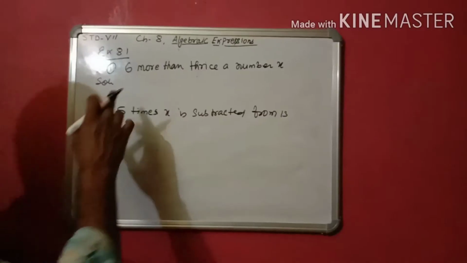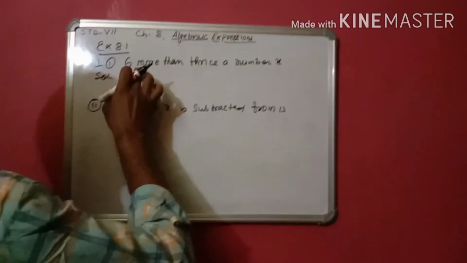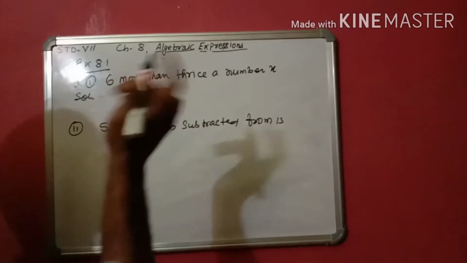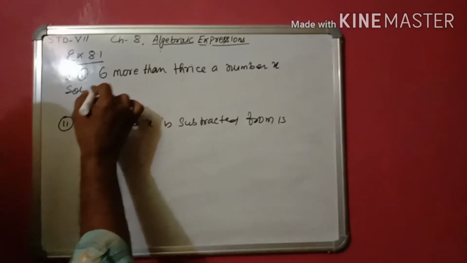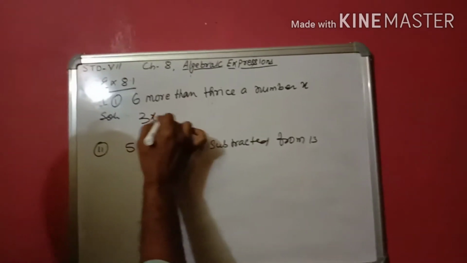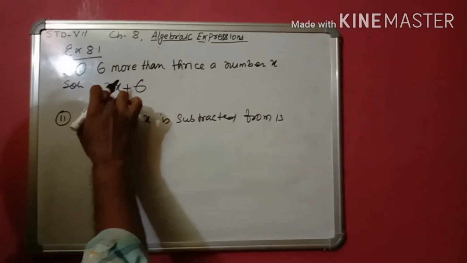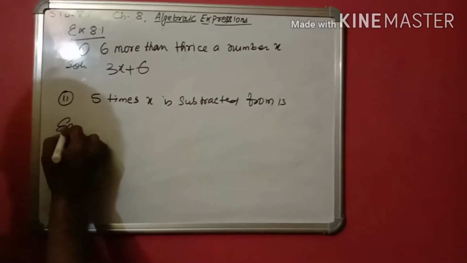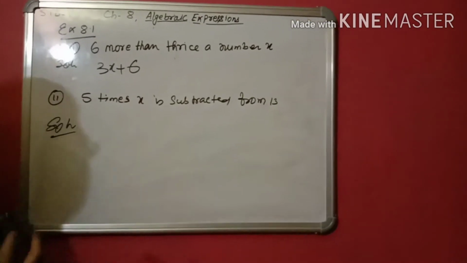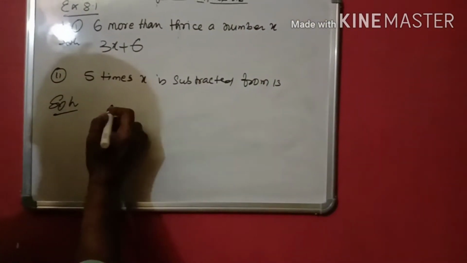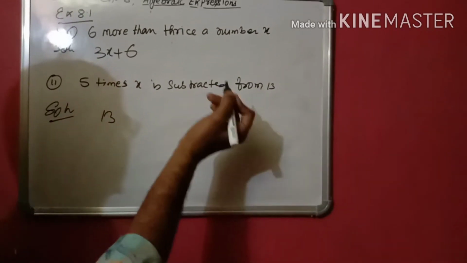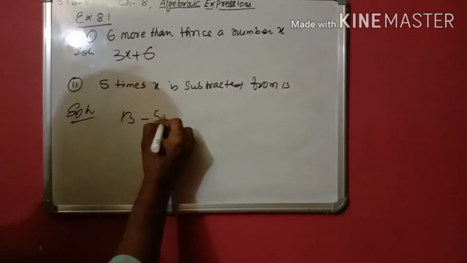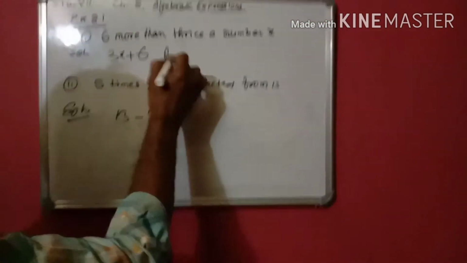Please write down. Exercise 8.1, a question is given: 6 more than thrice a number x. It is already given the number is x, so the solution will be 3x plus 6. Thrice means 3 of a number, that is x, more than means plus 6. Now question number 2, it is given 5 times x is subtracted from 13. Remember, from 13. So from 13 we have to subtract 5 times x, that is 5x. This is your expression. Write down.